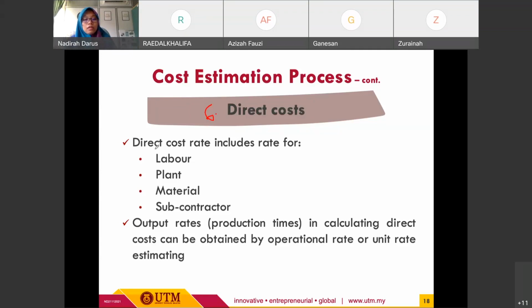And then for the output rates, meaning the production times, in calculating the direct cost, they can be obtained by the operational rate or unit rate estimating. So this is the method of how we obtain this kind of rates, and also the information to be included in the estimation. If I'm not mistaken, this estimating technique was shared in the previous lecture by Dr. Easy. Maybe you can check again on that.